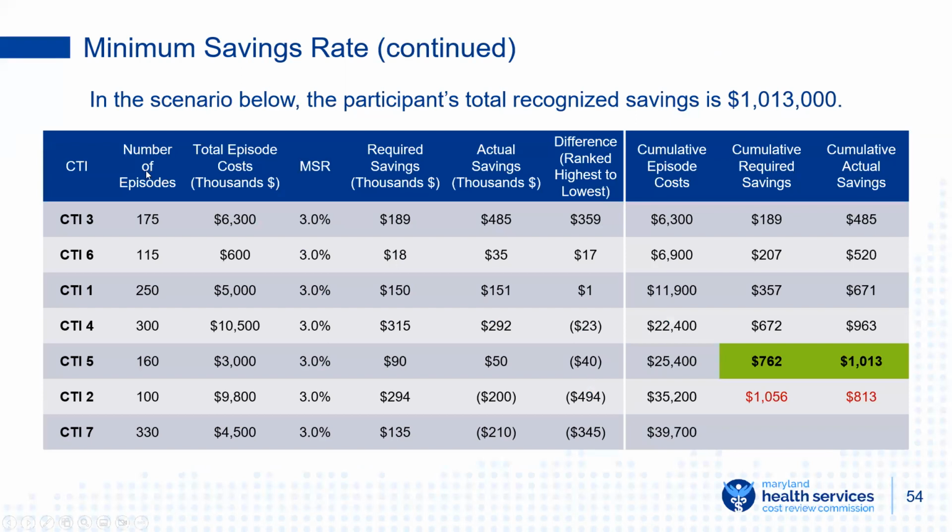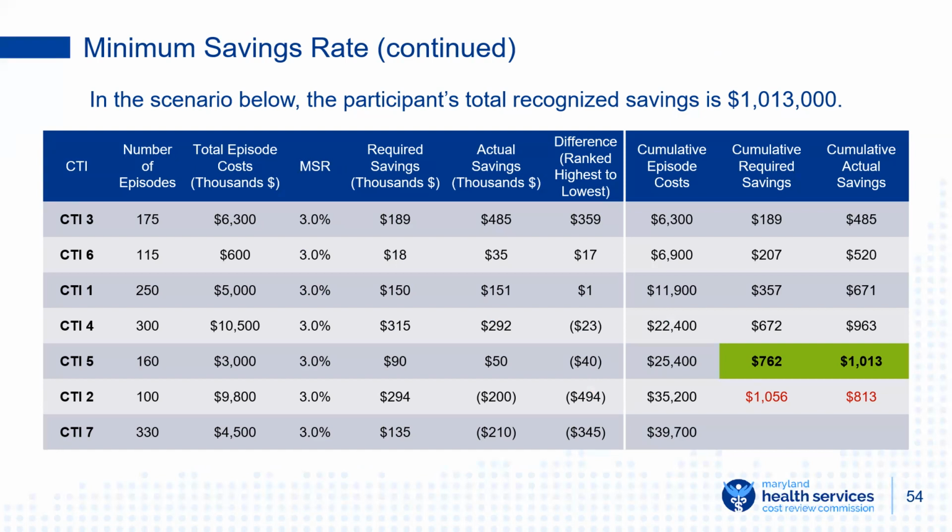Next slide. So here we've got an example, and it's got a lot of CTIs just to make a point. This participant is participating in 7 CTIs, and you see that we've ordered them based on the difference between the actual savings and the required savings. So for that first CTI, the required savings was $189,000. The actual savings was $485,000. There was a lot of excess savings accrued to that CTI.